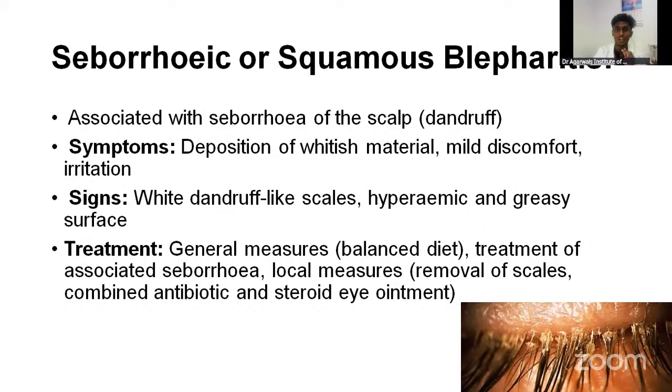Seborrheic or squamous blepharitis is associated with seborrhea of the scalp, which is dandruff. Symptoms: deposition of whitish material, mild discomfort, irritation. Signs: white dandruff-like scales, hyperemic and greasy surface. Treatment: general measures, balanced diet. Treatment of associated seborrhea, local measures, removal of scales, combined antibiotic and steroid eye ointments.